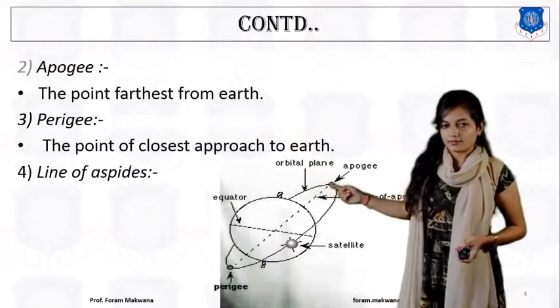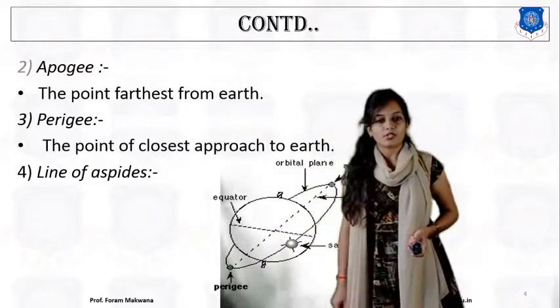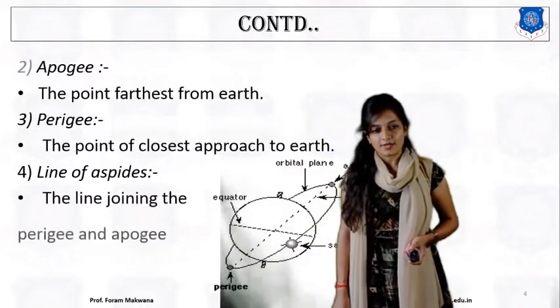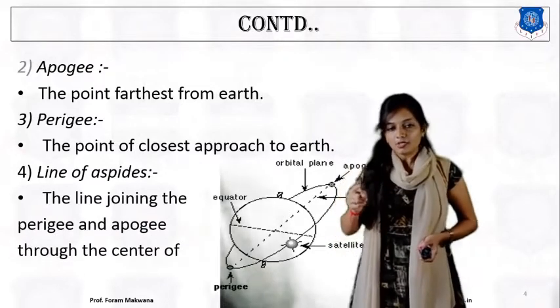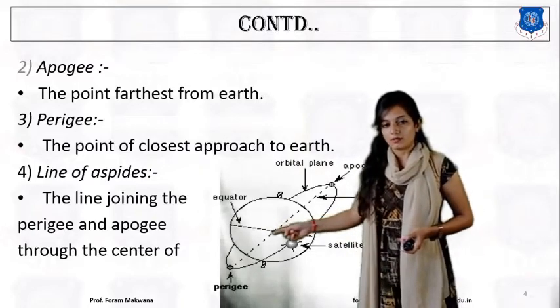Right? So what is line of apsides? The line joining apogee and the perigee is called line of apsides. But it must include the center of the Earth, this one.